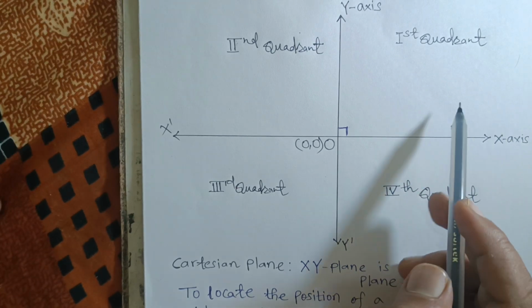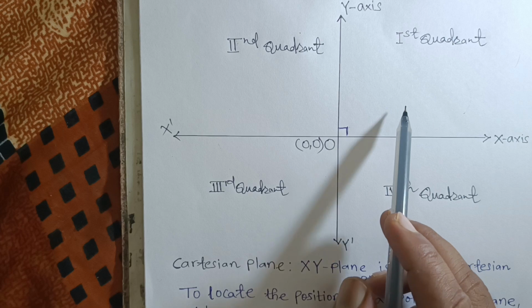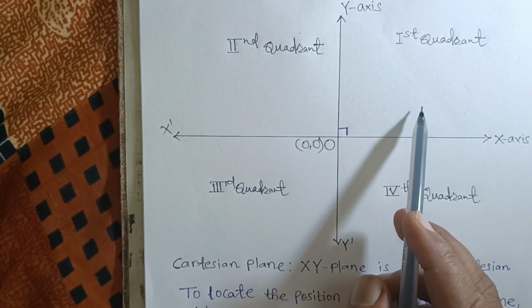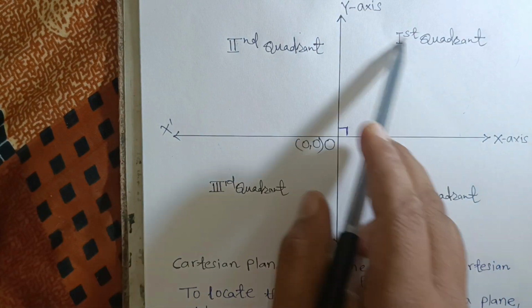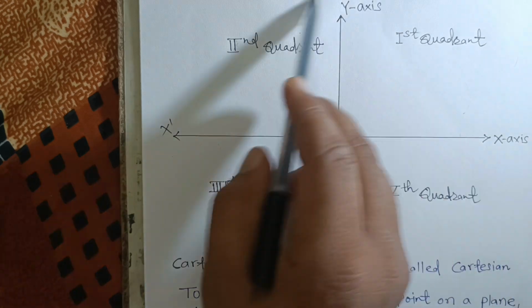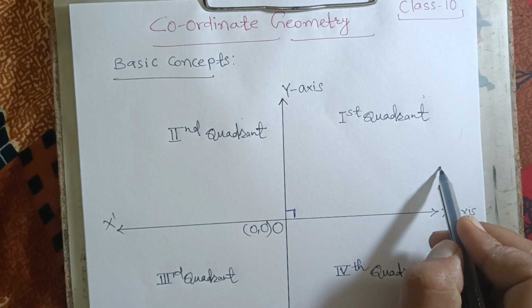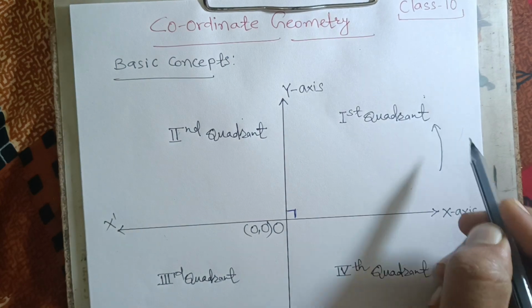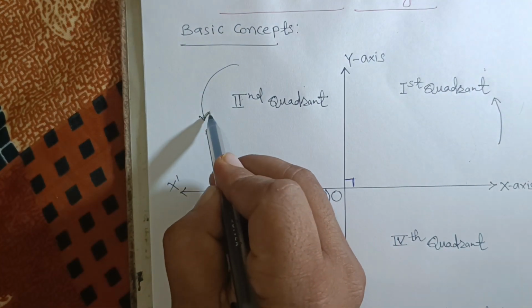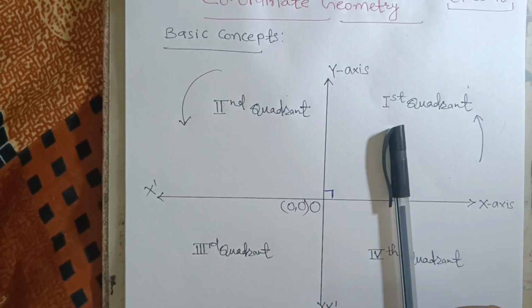Quadrants are written in anti-clockwise direction. Students, quadrants are taken in anti-clockwise direction. This direction is anti-clockwise. Then the first quadrant.